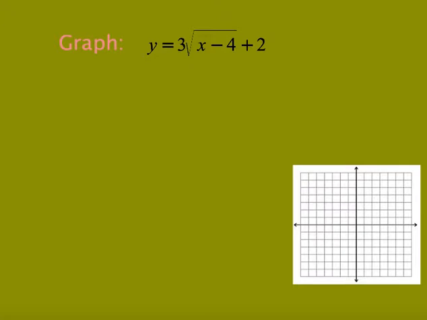So now let's look at some functions. Our first one is y equals 3 times the quantity of the square root of x minus 4, plus 2. So if I analyze this real quick, my starting point's going to go up 2 because of the plus 2. It's also going to move right 4 because of the minus 4. And this 3 is going to stretch it vertically. All right, so what does all that mean anyway?